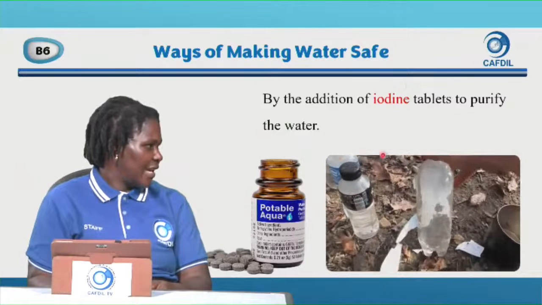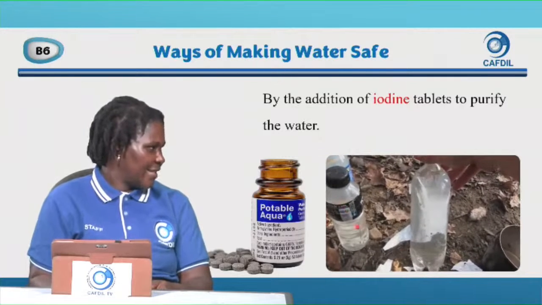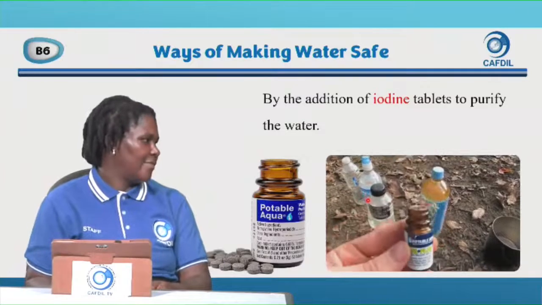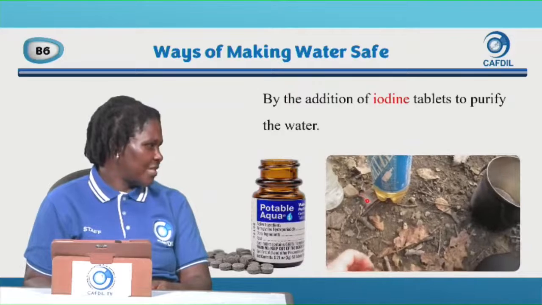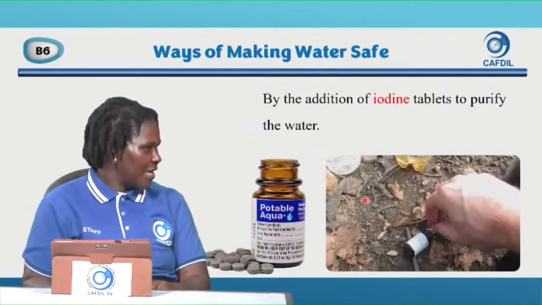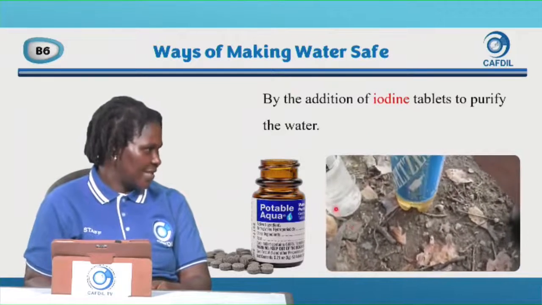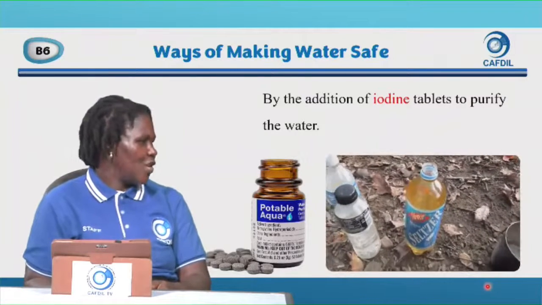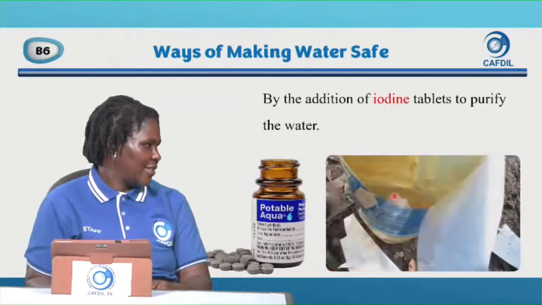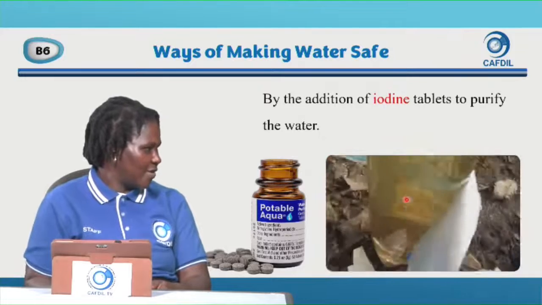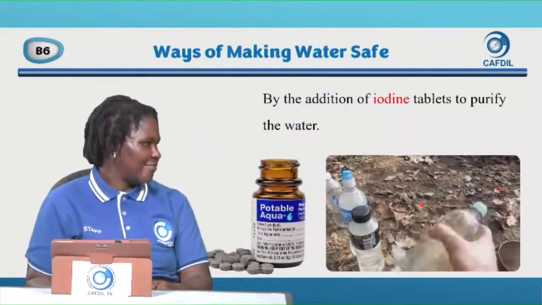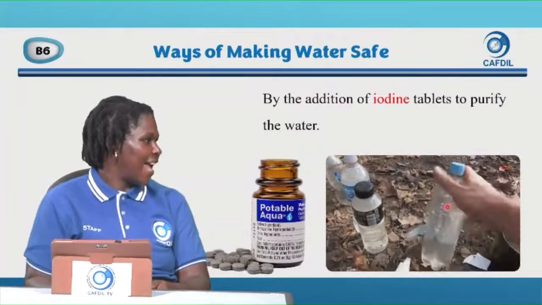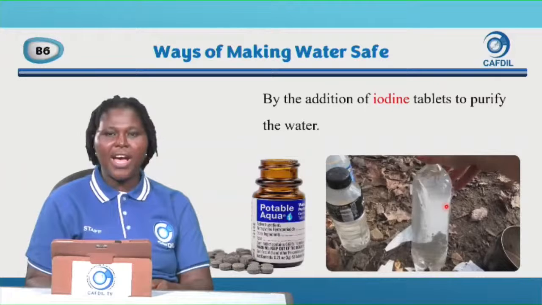Now the water at first, it was dirty. Let's look at it again. The water, it was dirty. And after putting in the iodine tablets, you can also put in aquatab, and the water will become clean. And then you can use it. So look at the color of the water. By putting in the iodine tablets, look at what will happen to the water. You look at it very well. By shaking it, you have got clean water. So by the addition of iodine tablets to purify water.